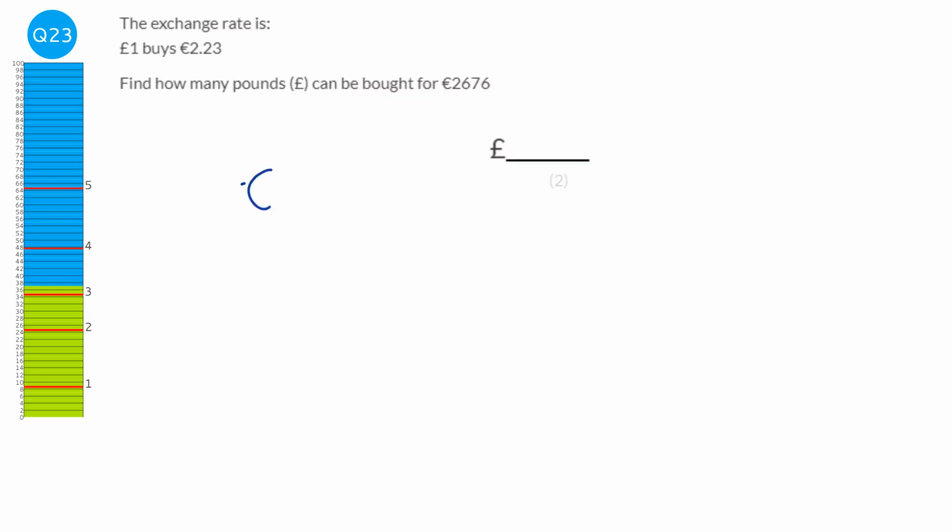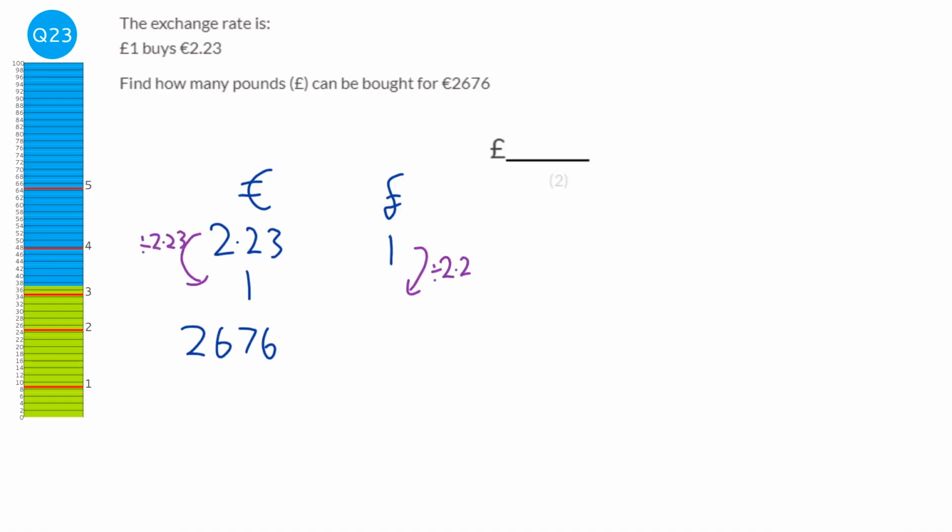In this question we've got euros and we've got pounds, and we're told that £1 is 2.23 euros. We're trying to understand what 2,676 euros is in pounds. We're going to do that by finding out what €1 is and then finding out how much 2,676 are. So to get from 2.23 to 1, we divide by 2.23, and we do that on both sides. When we do that, we get 0.448 and so on. Then to get from 1 to 2,676, we times by 2,676 on both sides, and when we do that, we get £1,200.